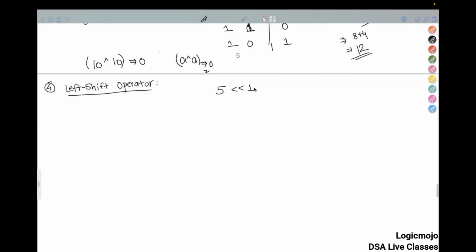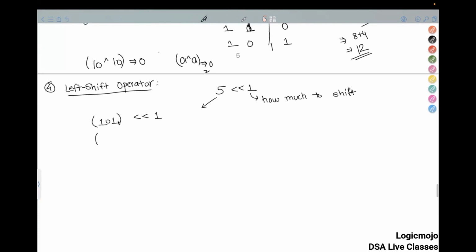Left shift by 1. This will tell how much to shift. It is telling you to shift by 1. So what is the binary conversion of 5? The binary conversion of 5 is 101. Now it is asking you to shift to the left by how much? 1 time. Shifting it 1 time means we will add a 0 on this side.